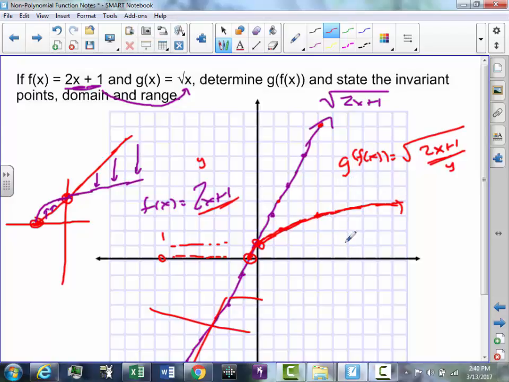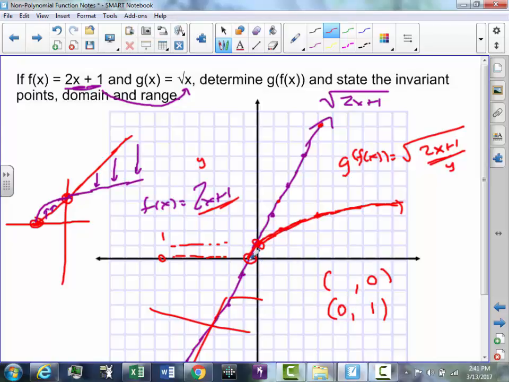All right, last thing, let's talk invariant points, domain, and range. Where are invariant points? Well, I can promise you the invariant points will always end with 0, and they'll always end with 1. Because y values of 0 and 1, when you square root them, they don't change. So where is this point right here? This one's 0, 1.